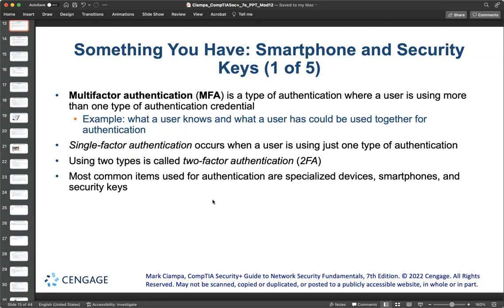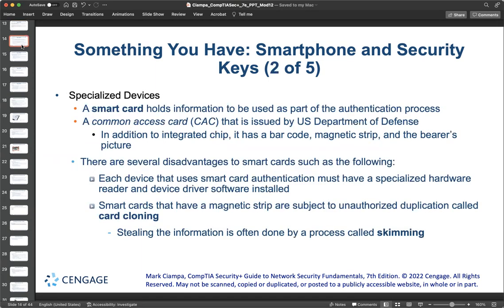The most common items used for authentication are specialized devices like smartphones, security keys, flash drives, Bluetooth keys, smart cards, and all of those. A smart card holds information to be used as part of the authentication process. Those can be tapped, can have a magnetic strip, or can have a barcode or anything like that that can be scanned. A good example of a card that has all of these together is a common access card, or CAC, issued by the US Department of Defense for all its employees. So that has all of these on one card. They know the password and they use the card as the second identification means.